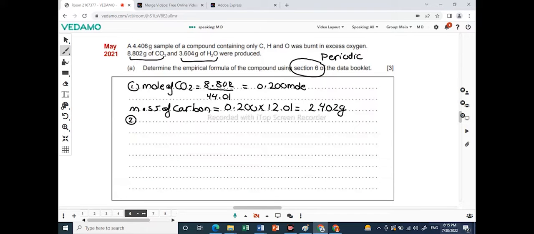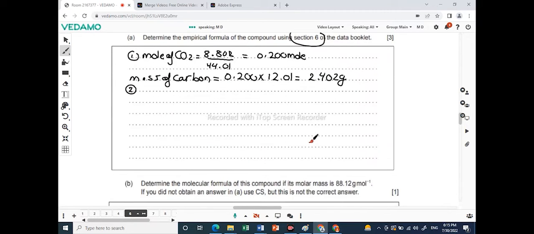Now continuing with the second step, in which I'm going to calculate the mole of H2O. So I'm going to take my mass of the water, which is 3.604, and divide over 18.02, and my final answer is 0.200 mole.